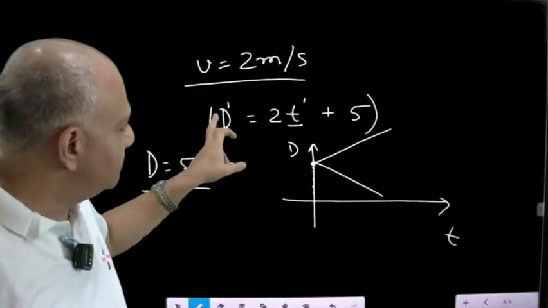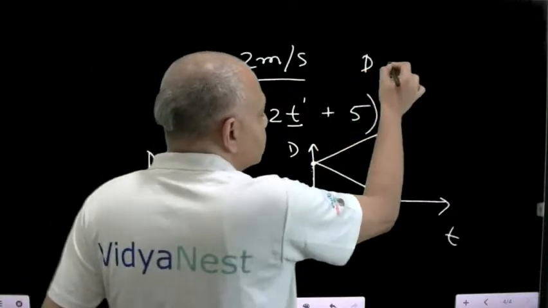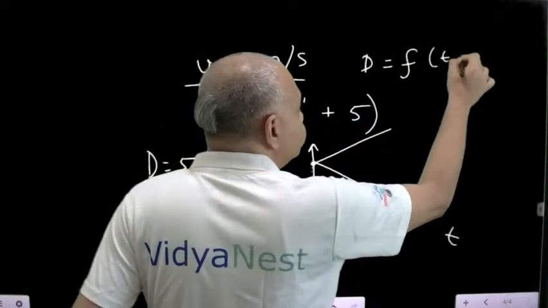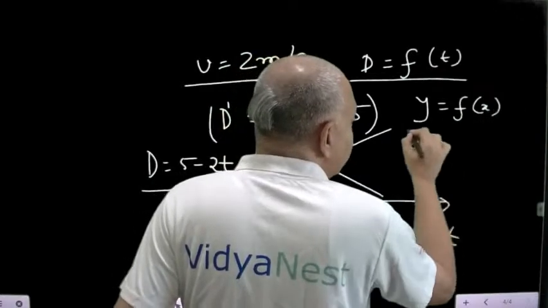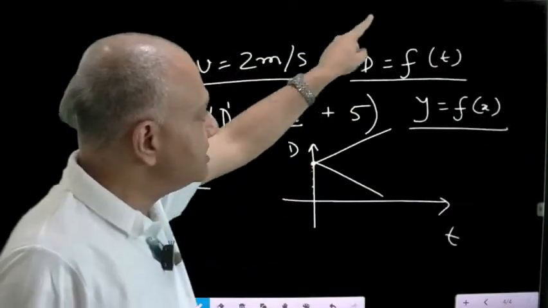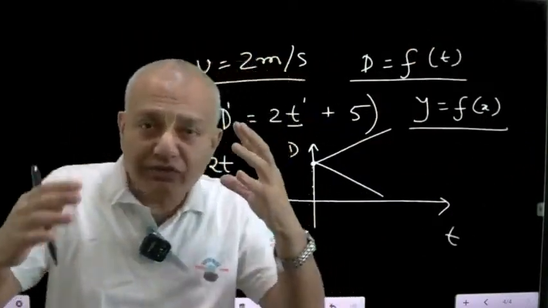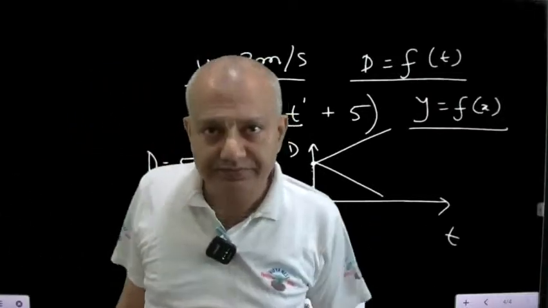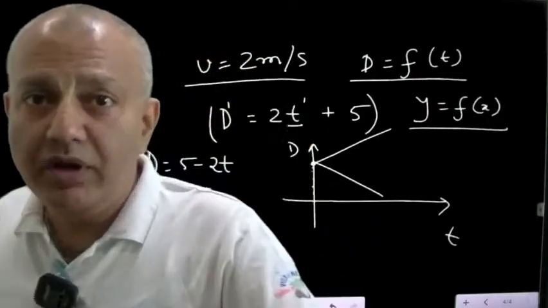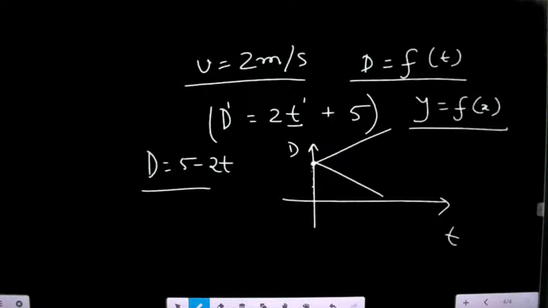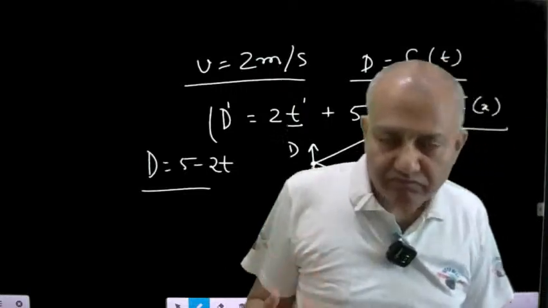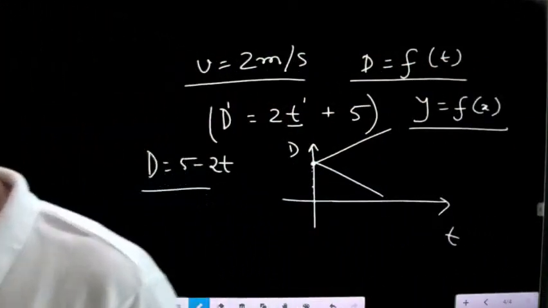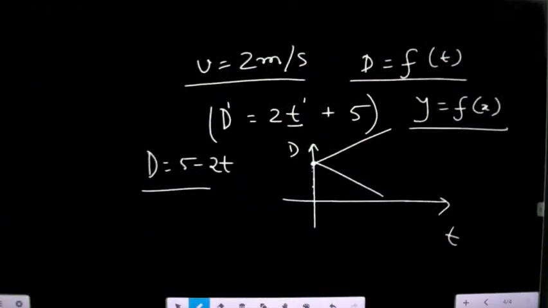So displacement, I can write it here, is a function of time, just like y is a function of x in the previous example we have seen. Similarly, displacement is a function of time here. So in this way, a lot of applications we can have: one variable dependent upon another variable, so one variable is a function of another variable. That's why function is very much important in physics. We have to mathematically apply that in physics.